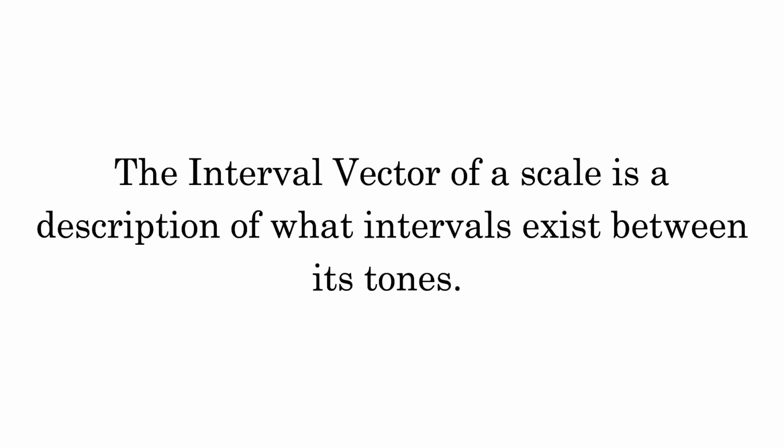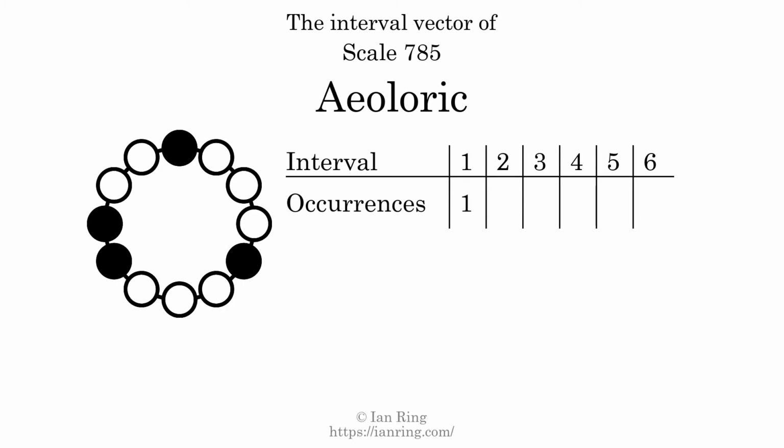The interval vector of a scale is a description of what intervals exist between its tones. There is one interval with a size of 1 semitone. It is here. There are no intervals with a size of 2 semitones. There is one interval with a size of 3 semitones. It is here.